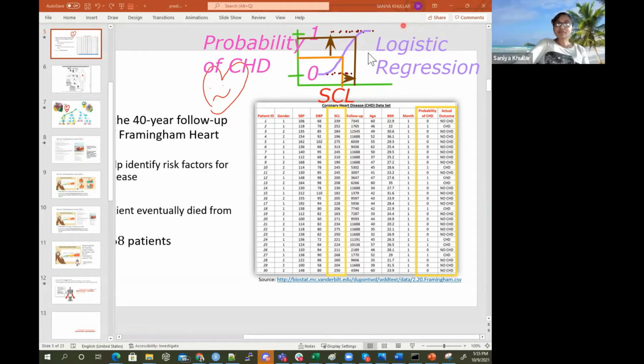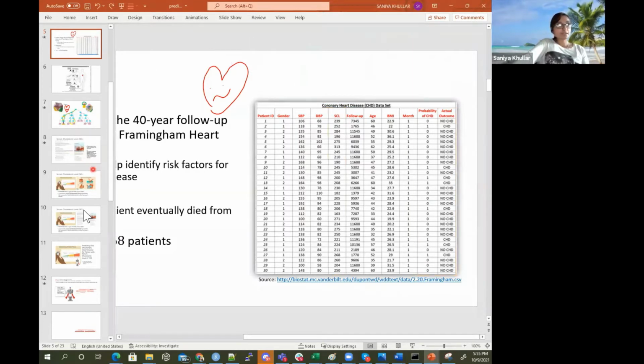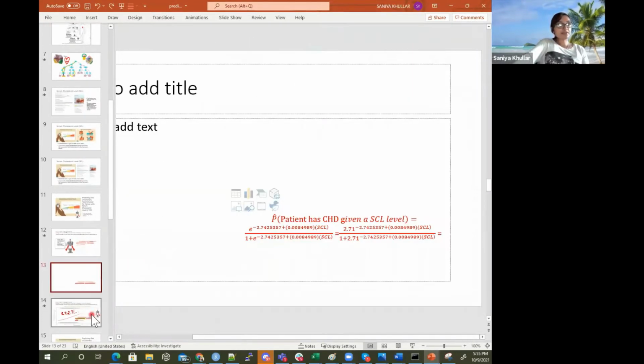So logistic regression allows us to predict the probability of having this disease, so that maybe you don't have it yet, but you can figure out what your risk of having it is. That's what this model is trying to do. You take in the serum cholesterol level, and it predicts the probability that a person will have coronary heart disease.